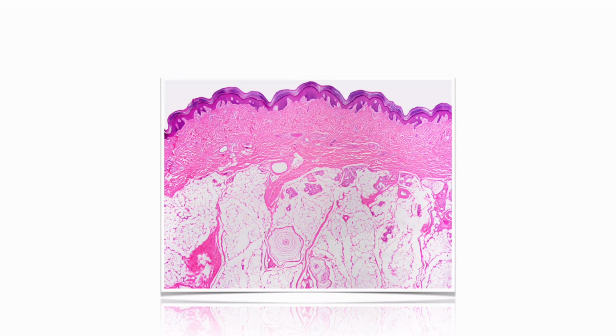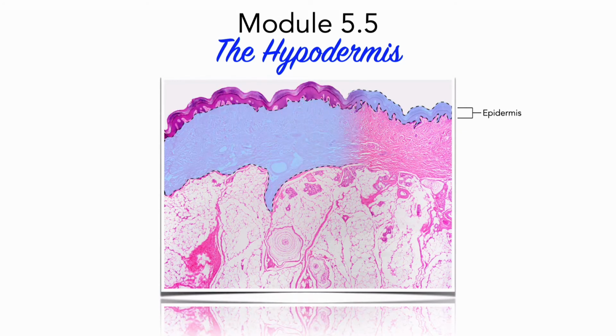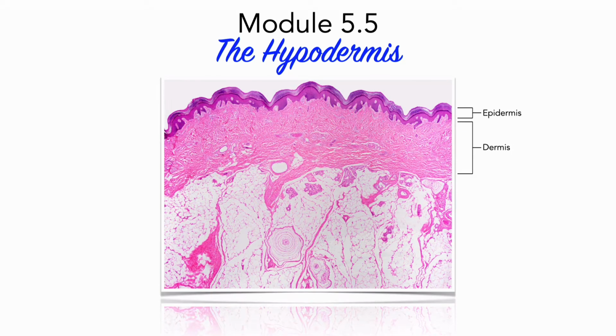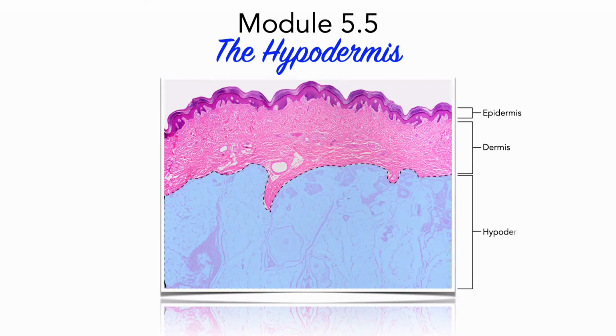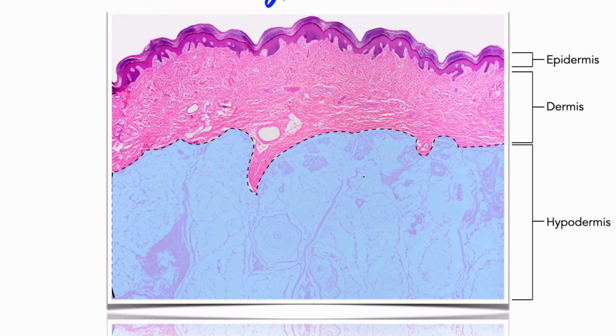As we have seen in Module 5.4, the integument is a cutaneous membrane with an epidermis made of epithelial tissue and a dermis made of connective tissue. Deep to the dermis is a layer of loose connective tissue called the hypodermis, or subcutaneous layer. As mentioned in Module 5.4, the boundary between the dermis and hypodermis is generally indistinct because the connective tissue fibers of the reticular layer of the dermis are extensively interwoven with those of the hypodermis.